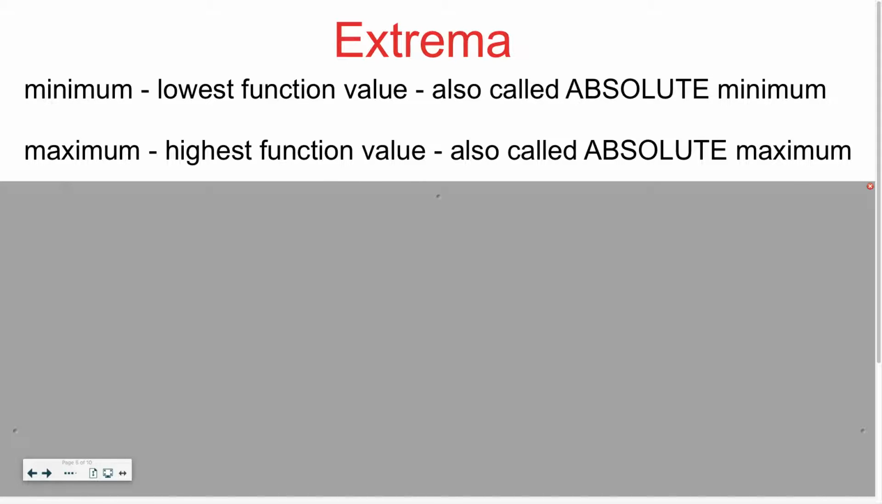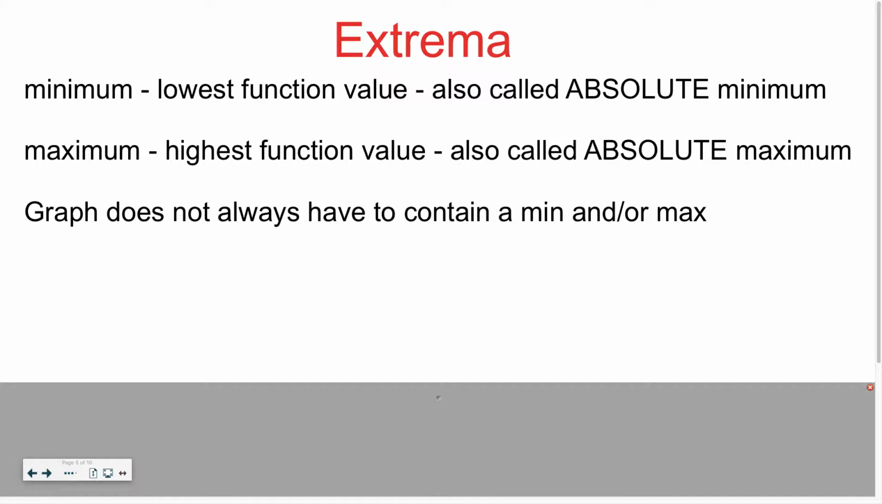Now, not all graphs are going to have an absolute maximum and or an absolute minimum. It might not contain either of them, especially if it's a polynomial. Like if you think of any sort of odd degree function, it's going to go on forever in both directions. It's not going to have an absolute maximum or an absolute minimum. A quadratic is going to have one of them, either the absolute minimum or an absolute maximum. But you're not guaranteed to have one or the other.